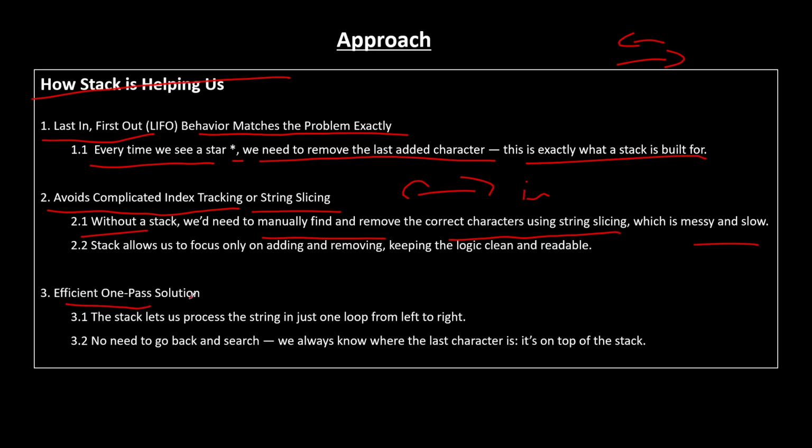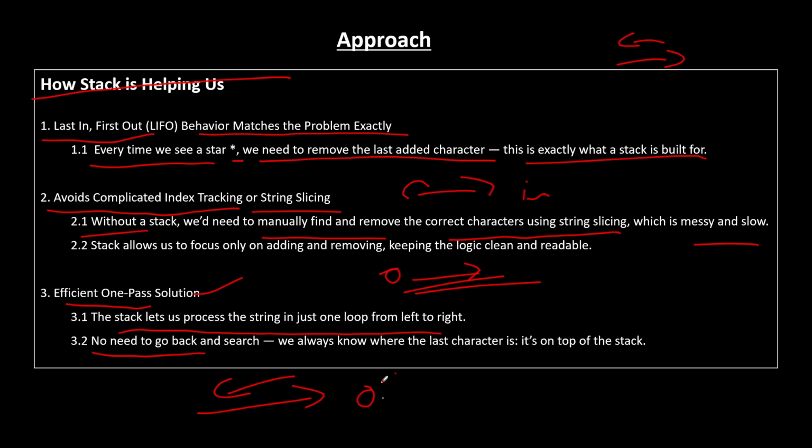And it is an efficient one-pass solution; it takes only one pass to complete the problem, right? So the stack lets us process the string in just one loop from left to right. We need not go back and search again, or make it an n-square iteration solution. You also know where the last character is. It's on the top of the stack. So using a stack here makes the question very, very easy, right? You don't have to think twice about using any other data structure as soon as you understand what's happening in the problem. Fine.